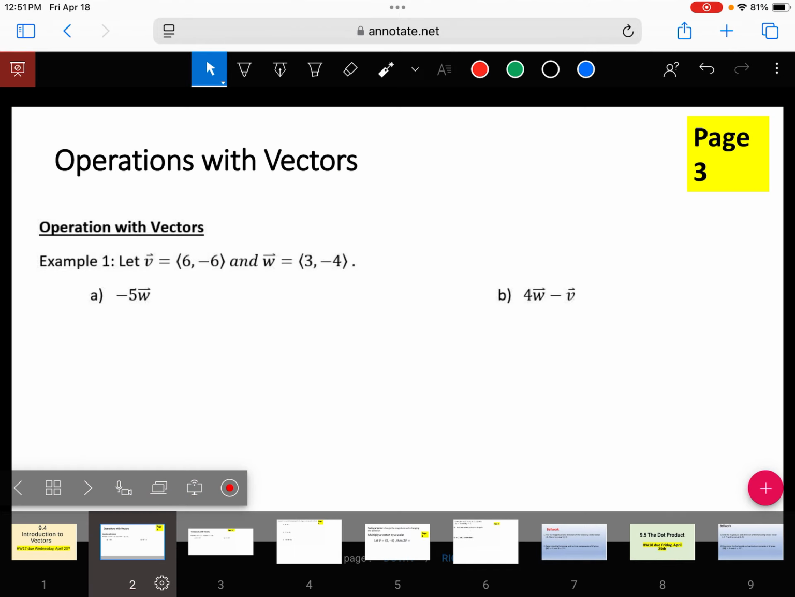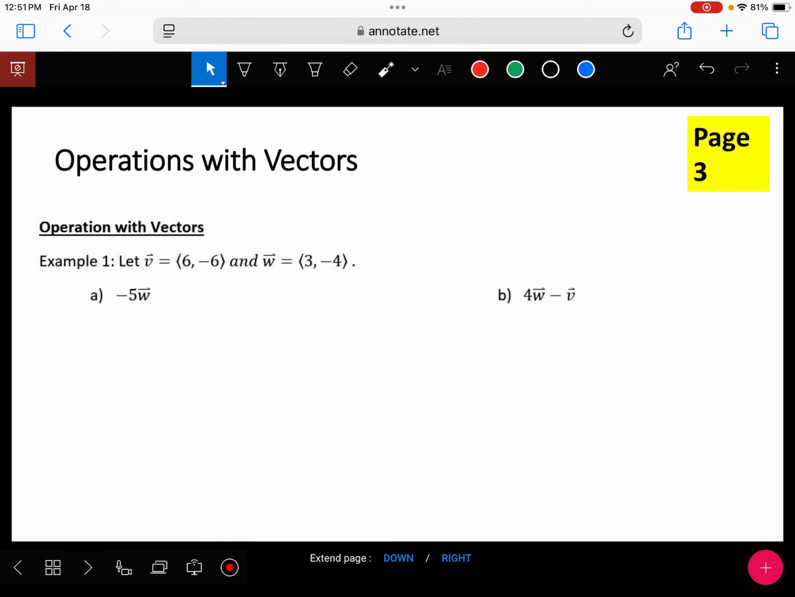All right, so today we're just doing a lot of operations with vectors. So we have, for example, two vectors. I have vector V and I have vector W. What do you think this is telling me to do? I'm just gonna ask you, what do you think? That -5 vector W, what is it asking me to do there?